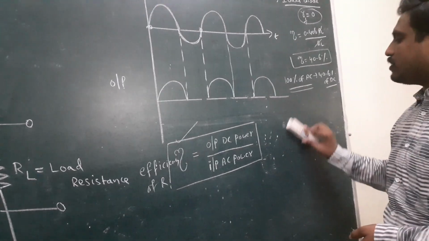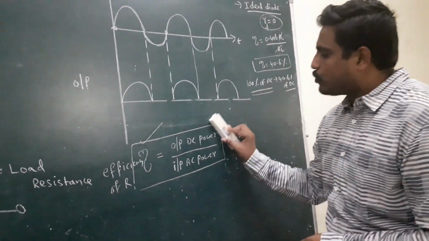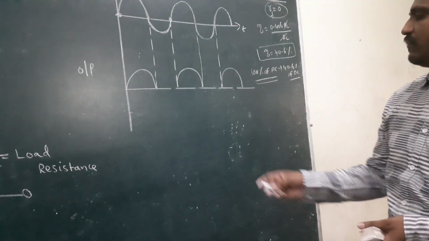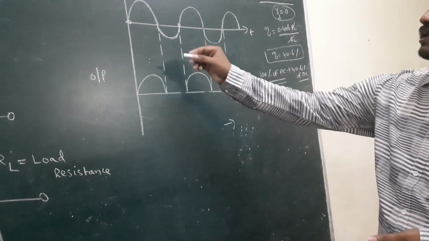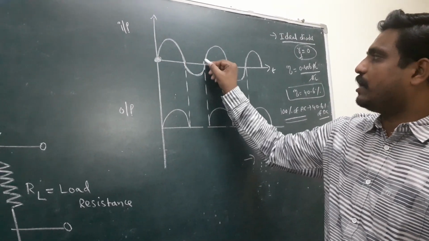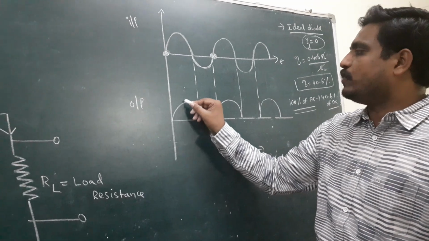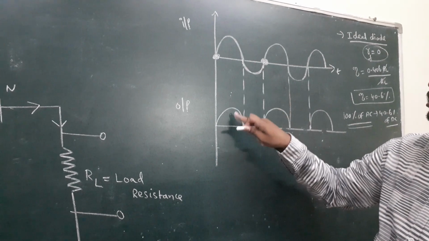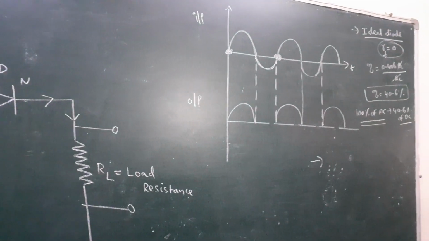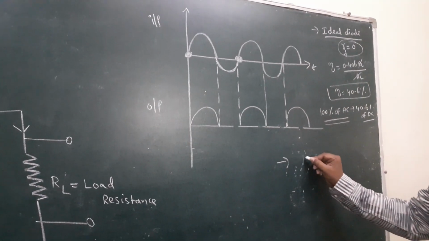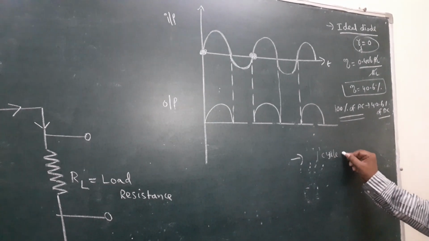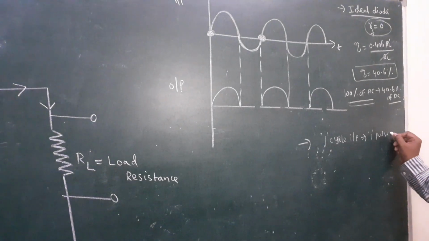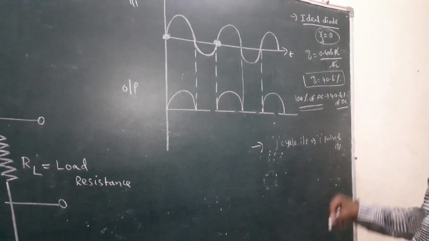Here again, what is the theoretical definition? Output DC power by input AC power. For example, I take one cycle of input. Output we get only one pulse. Here there are two pulses in the input, but the output has only one pulse. That means one cycle of input gives one pulse of output in the half wave rectifier.